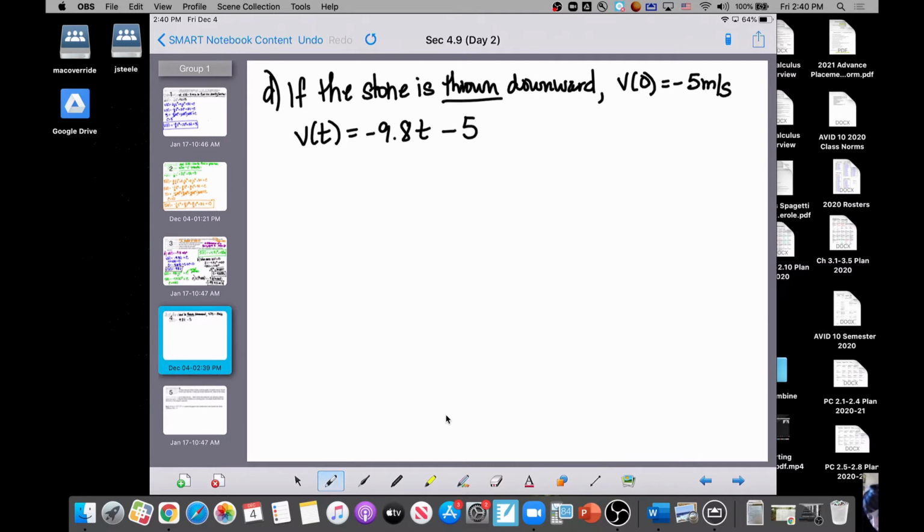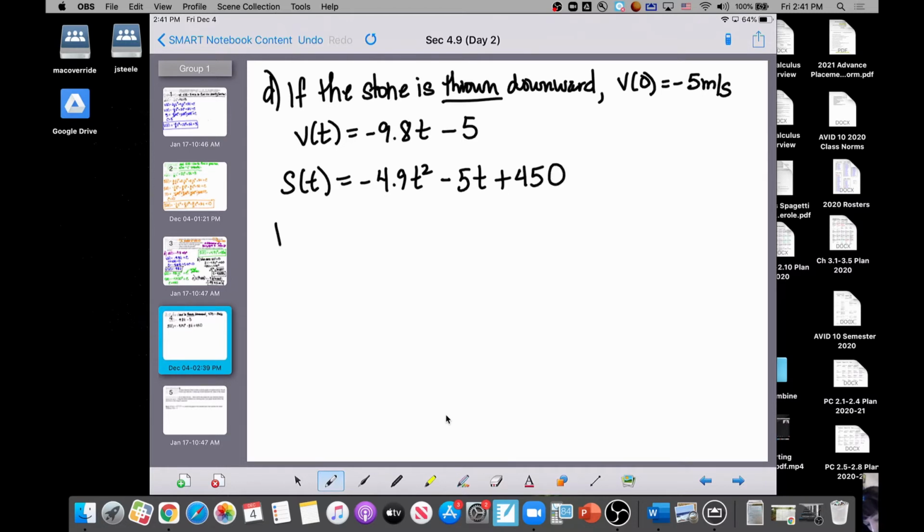And how is that going to change our s of t? Well, then our s of t is going to be negative. Now, again, we're finding the antiderivative here. So this term will be negative 4.9 t squared, right? Because multiplying negative 9.8 by 1/2. And then this term is going to be negative 5t. And we're not changing our initial position. It's still 450 meters above the ground. So that's still going to be 450.